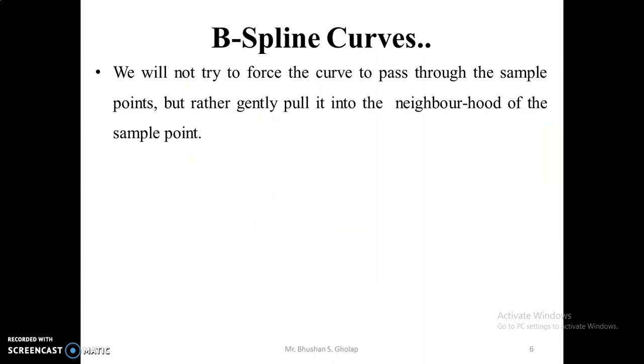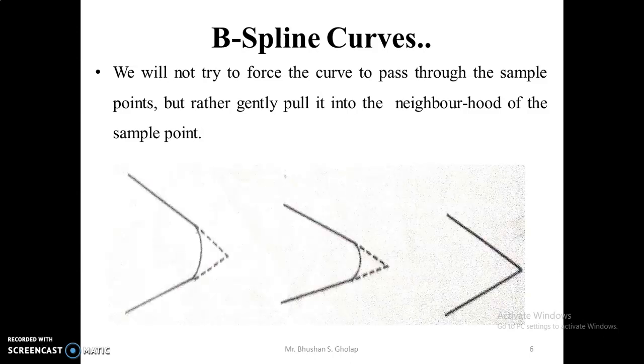So here, we will not try to force the curve to pass through the sample points, but rather gently pull it into the neighborhood of the sample point. By doing this, we will get a smooth curve which is not passing through any of the sample points, but still maintains the original shape of the curve, as shown in the figure.